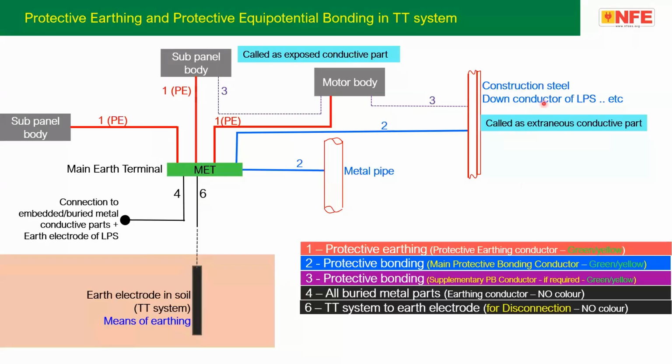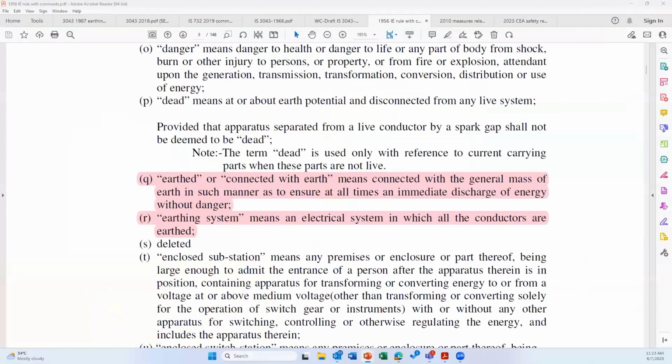The meaning is, in a TT system, this earth electrode is the sole means of earthing, meaning the entire fault current is supposed to flow through the earth electrode in soil. Gas pipes shall not be used as the sole means of earthing, meaning you should not use the buried gas pipe so that the fault current flows through it. But of course, the metal pipe, you must bond it. So these changes basically made very big changes in the entire system.